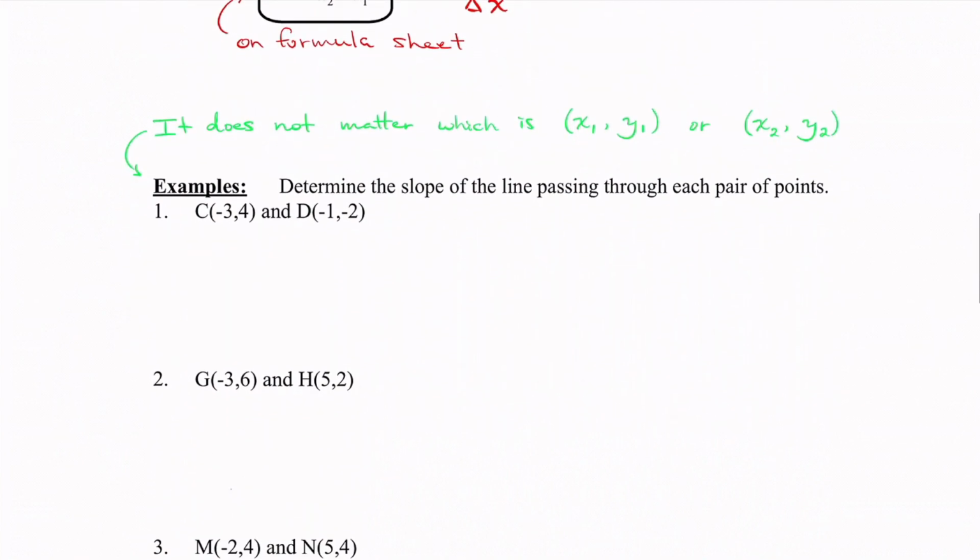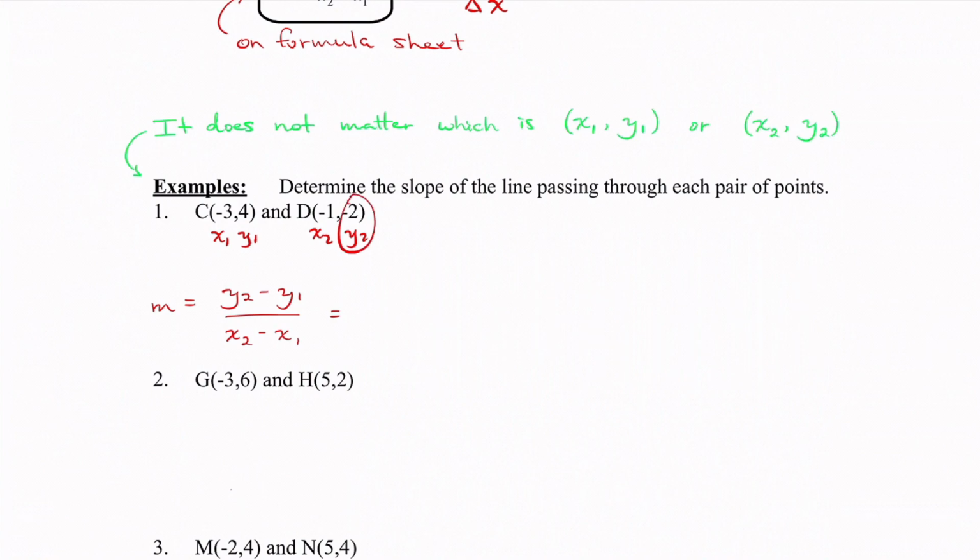So let's go through these examples. It says determine the slope of the line passing through each pair of points. So what you should do in every single question that you get is first label those points. So I'm going to call this one x1, y1, and then I'll call this one x2, y2. And then what we do is we start with our formula. So it's y2 minus y1 over x2 minus x1, and then we just got to calculate this.